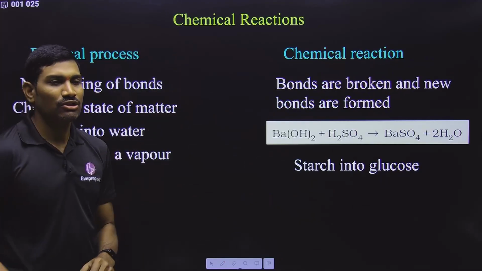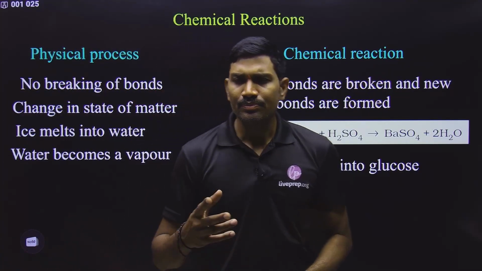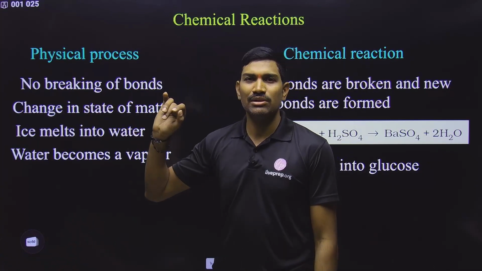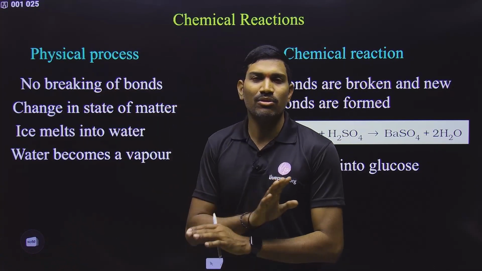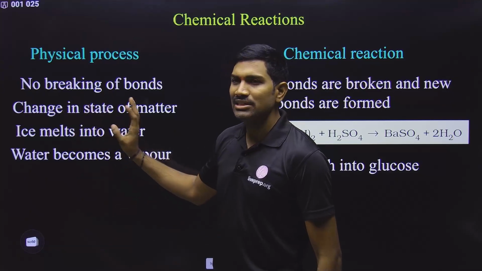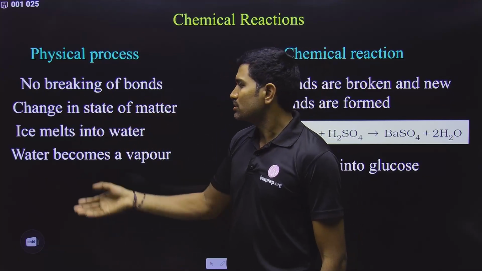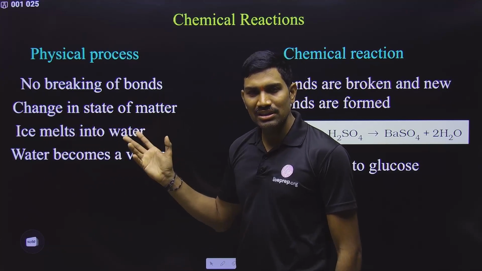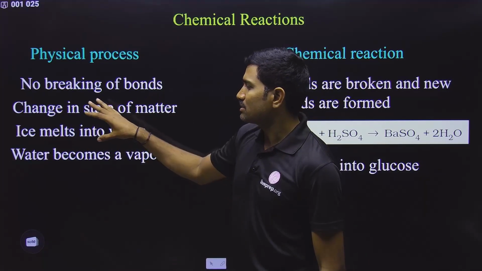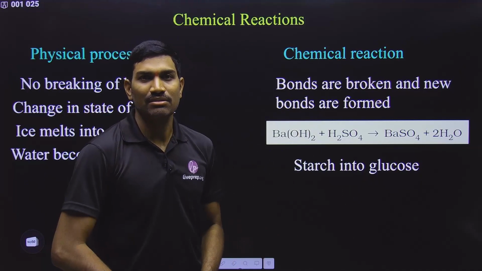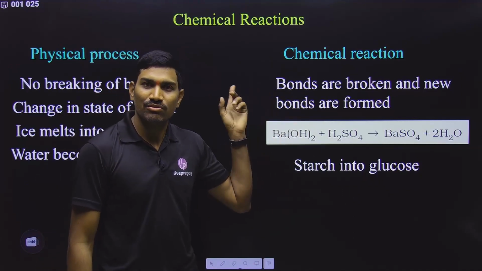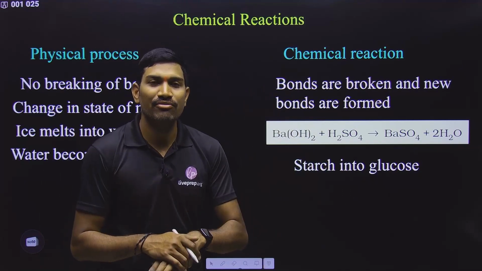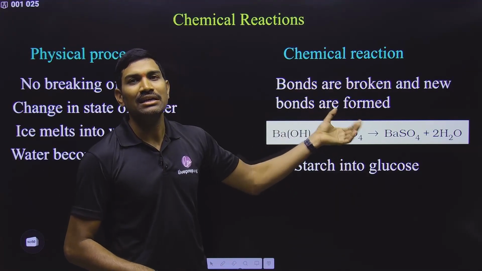Clear? Next one, they are talking about some chemical reactions. Some reactions happen by physical process. Generally in these physical processes, breaking of the bonds does not occur, simply the change in the state of the matter occurs. So suppose ice is melting into water and water is becoming vapor. In these cases, the bonds are not broken, but simply the change in state of matter is taking place. But in the case of chemical reactions, the old bonds are broken and some new bonds may be formed. And this is what generally happens in a chemical reaction.